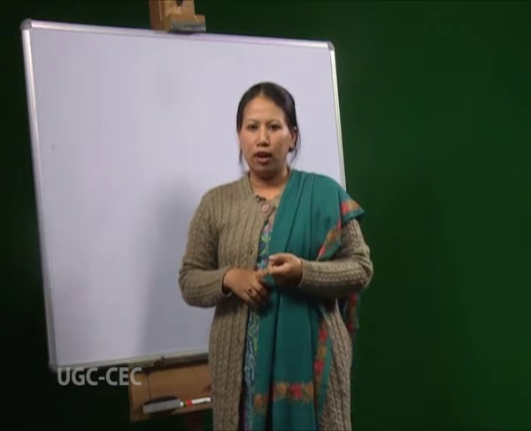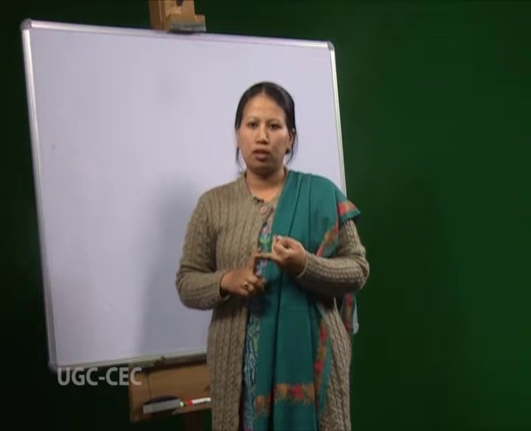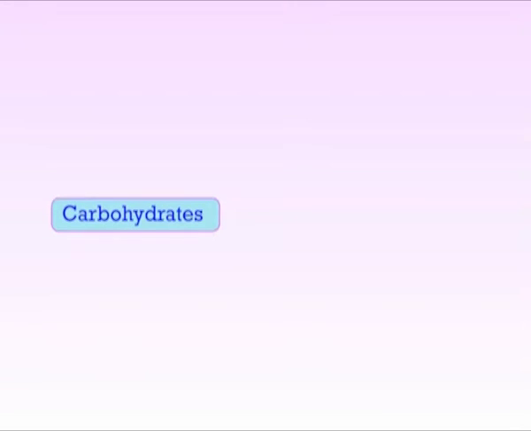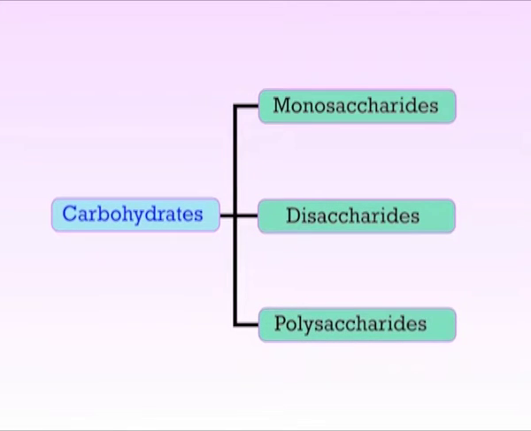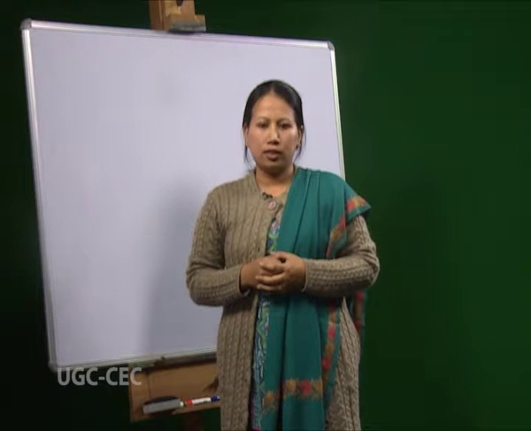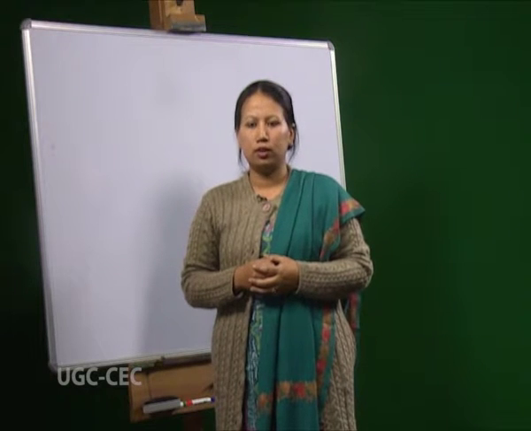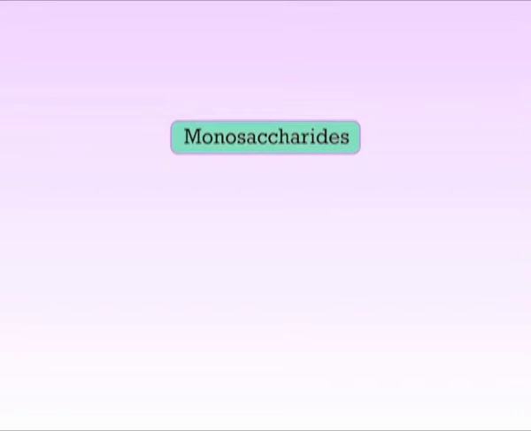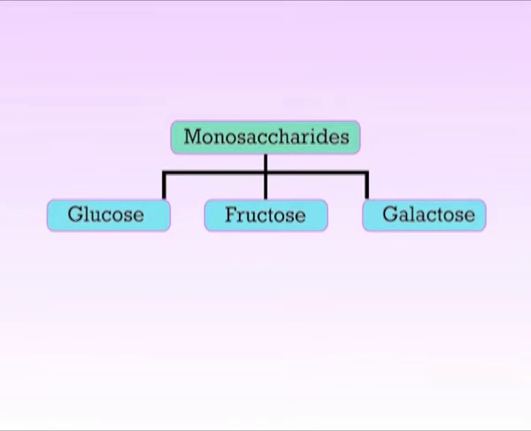Carbohydrates are chemically known as saccharides, as carbon, hydrogen, and oxygen form saccharide groups. Carbohydrates are classified based on the number of saccharide groups in them as monosaccharides, disaccharides, and polysaccharides. First, let's have a look at monosaccharides. The simplest form of carbohydrate is the monosaccharide, often called simple sugar or single sugar. The three main monosaccharides important in human nutrition are glucose, fructose, and galactose.